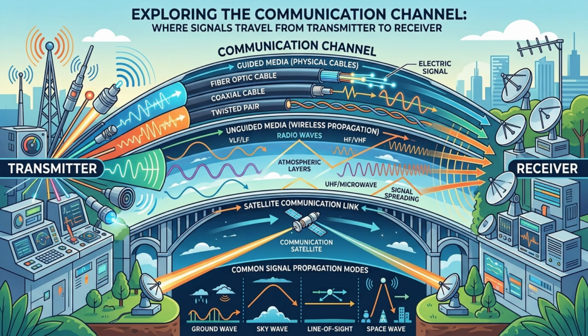Now that we understand how information can be represented, the next step is to examine where that information actually travels. In the next lesson, we will explore the communication channel and discover how signals propagate from a transmitter to a receiver through different transmission media.